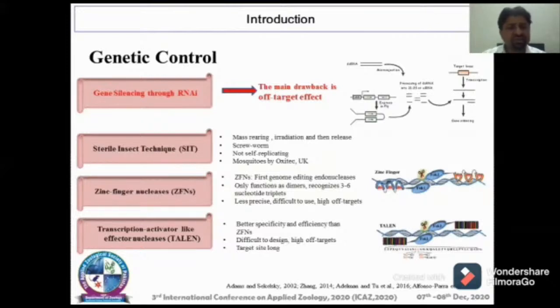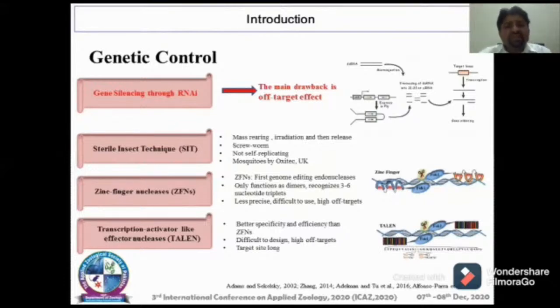There are zinc finger nucleases, which are parallel to these genetic control techniques, but they are not very focused or targeted. There are certain drawbacks for this technique, it is difficult, and there is the TALEN technique, which is also difficult, and off-targets have also been reported.